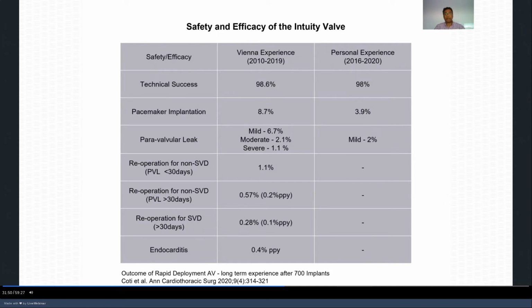Now, when I look at my personal experience, I had a 98% technical success, and my pacemaker implants were about half of that, just under 4%. And I had about 1 patient who had mild paravalvular leak, which was roughly 2%. I have not yet seen any reoperations for SVD and non-SVD related complications.